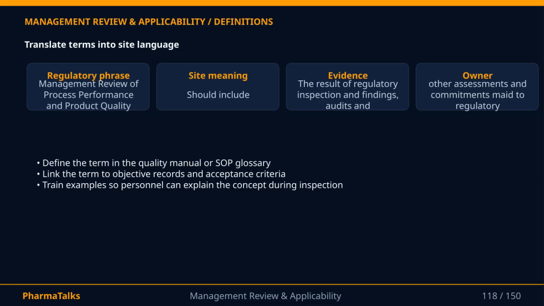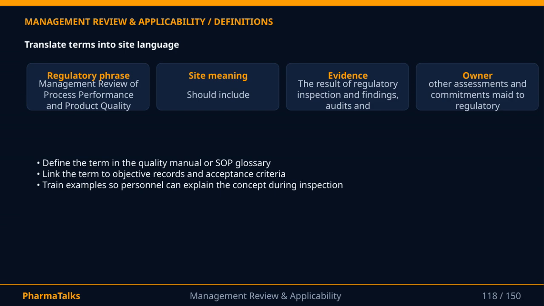When we talk about management review and applicability, it's essential to ensure that all terms are clearly translated into the site's language. This helps everyone understand the regulatory phrases and key concepts accurately. One of the main focuses here is the management review of process performance and product quality. Sites need to define what these terms mean within their specific context, and this should be documented either in the quality manual or the SOP glossary. It's also important to link these terms to objective records and acceptance criteria. That way, there's clear evidence backing up any assessments, whether from regulatory inspections, audits, or other evaluations.